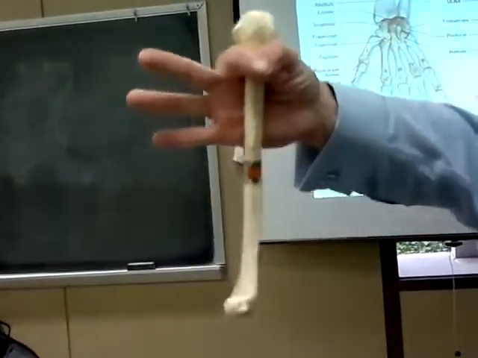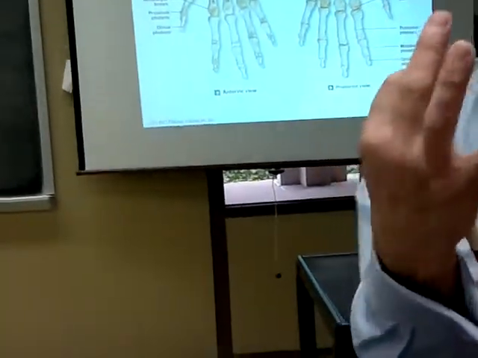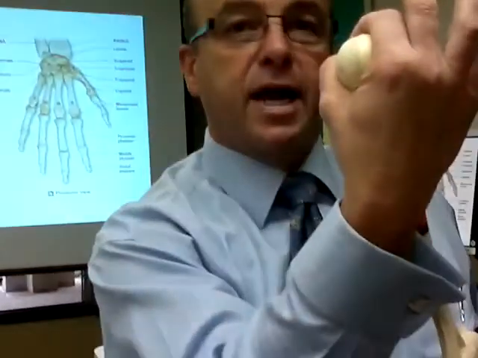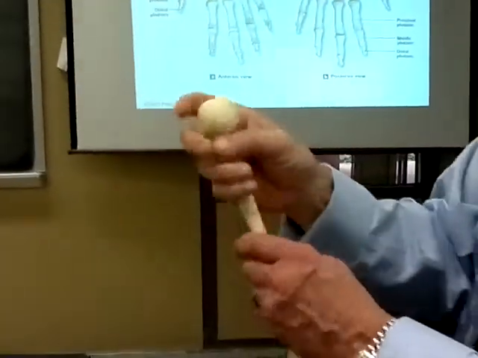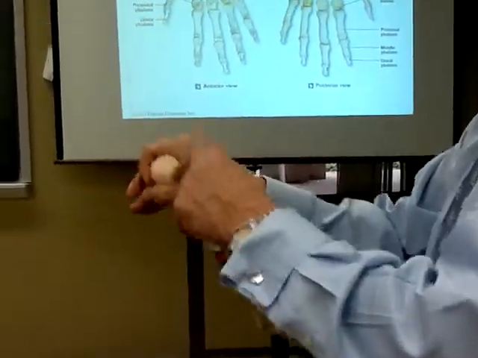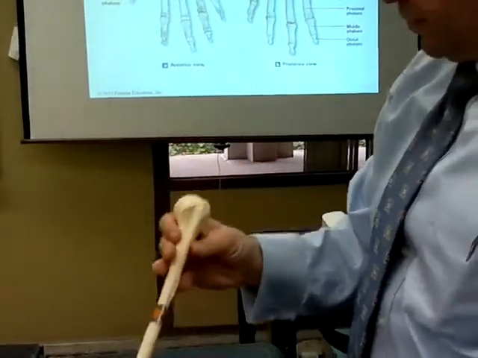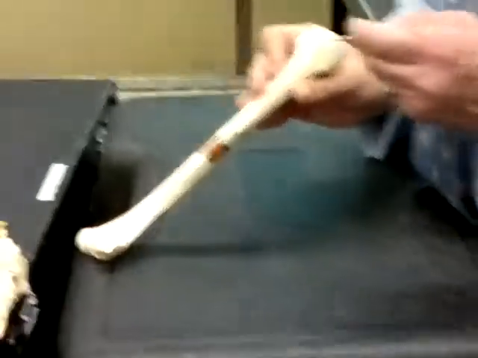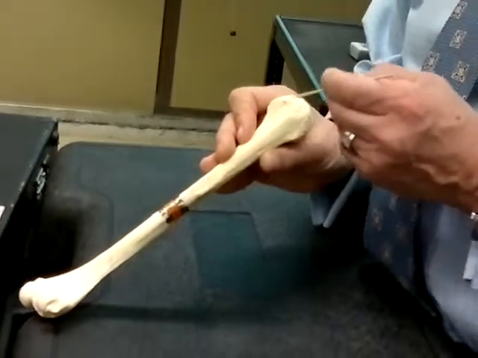This right here where my hand is would be into what? Surgical neck. And then therefore this would be what? The anatomical neck. Right? And then the area over here, this is the head. You have this part of the bone right here and this part of the bone here.